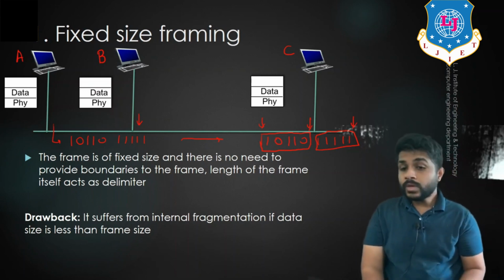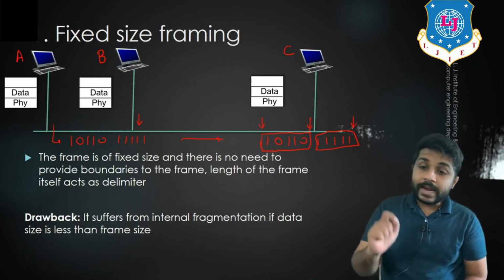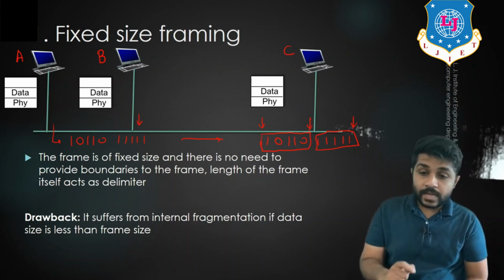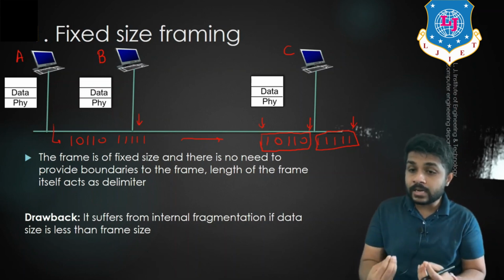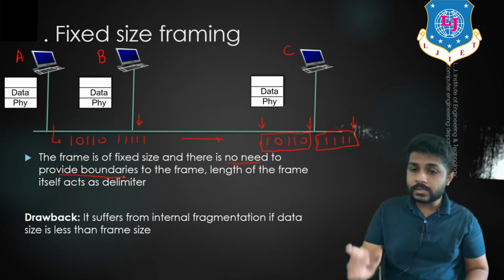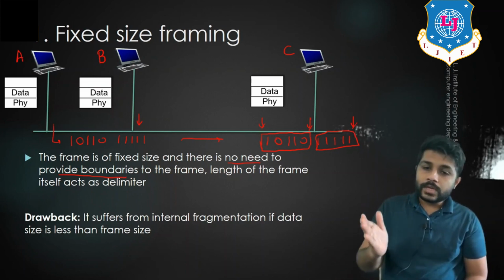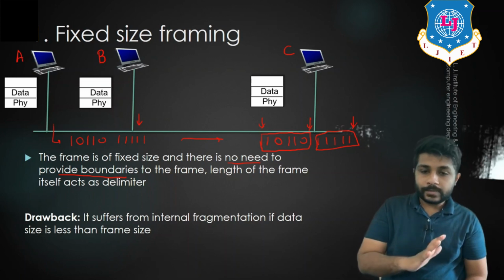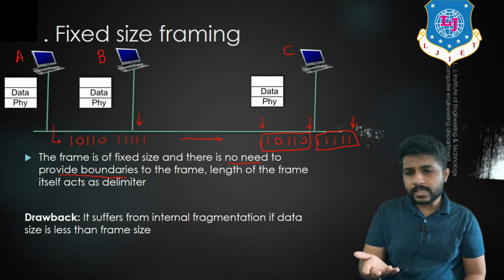Now what are the advantages of fixed size framing? The advantage is that we do not need to add some extra data to the original frame, because each and every device knows that the size of the frame is 5 bits, so the receiver will receive each and every frame of 5 bits. So it's very easy.